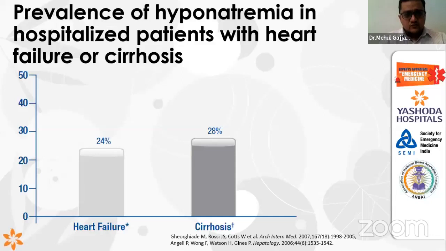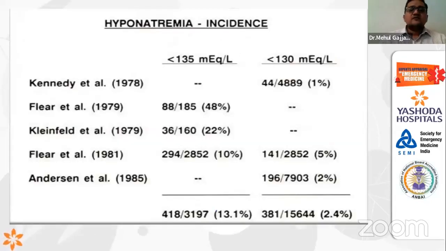When it comes to incidence, there are several studies which show the incidence of hyponatremia. All of these studies demonstrate that incidence of hyponatremia in admitted patients varies from around 2% to almost 48%, but on an average 22 to 25% of the patients have hyponatremia when they are admitted initially.